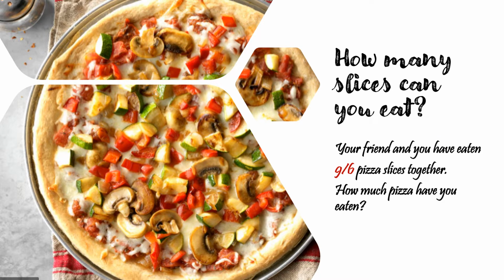Now, if your friend and you have eaten 9 out of 6 pizza slices together, how much pizza have you eaten? Can you find? You have eaten 1.5 pizza. One pizza will mean 6 by 6 slices, and then you are eating another 3 slices out of 6, so which makes it 1.5 pizza.